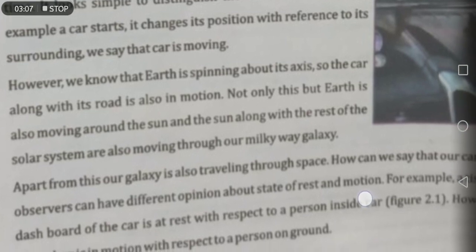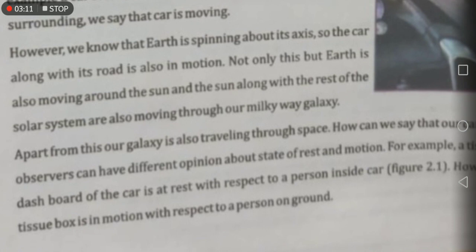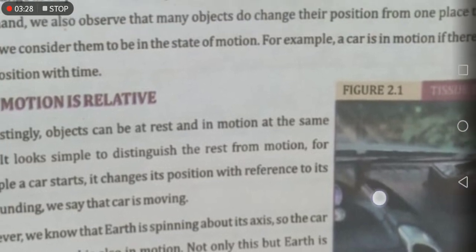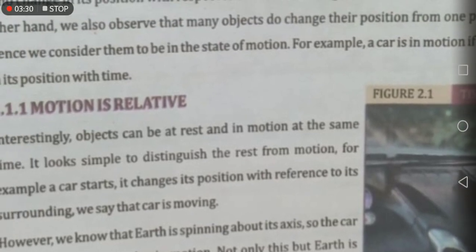How can we say that different observers can have different opinions about the state of rest or motion? For example, the dashboard of a car is at rest with respect to a person inside the car. However, it is in motion with respect to a person on the ground. So this is the basic difference between motion and rest. I hope that you have understood the concept of motion and rest.